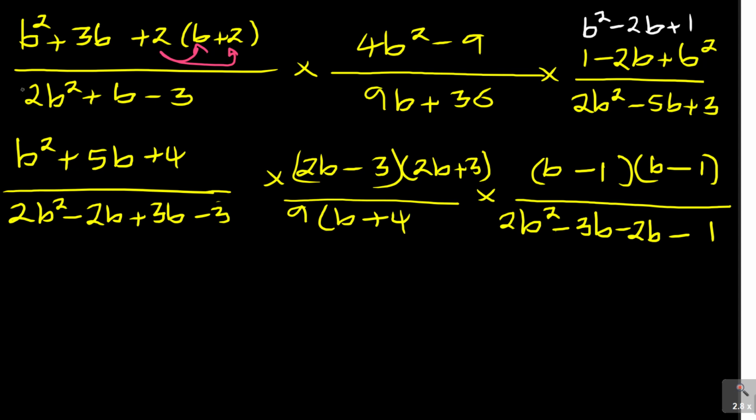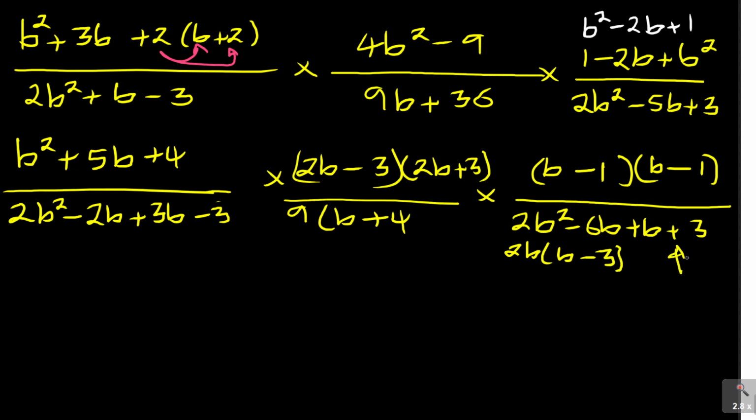Minus 3b minus 2b. Wait a minute, I think I'm losing things here. What was it? Let me do it again. It was 2b squared. The first one I said minus 6b plus b plus 3. I think I lost it there. So if I factorize the first one, it's 2b, which is b minus 3. The challenge there is the negative. Then here I've got b plus 3.